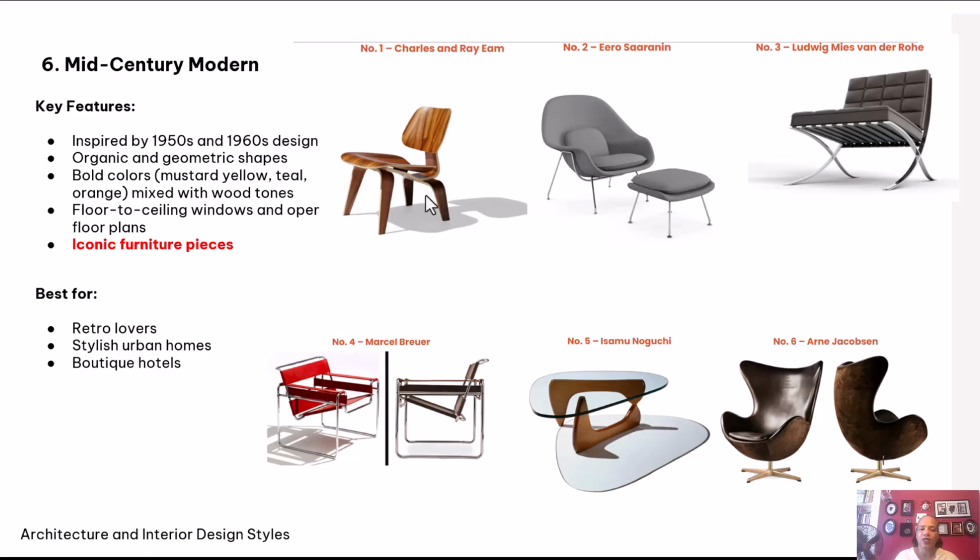So we have the Ray and Charles Eames chair. This is the Womb chair by Saarinen. Mies van der Rohe. This is the Womb chair, I believe. Noguchi table. So if you have done history of interior design in our program yet, you'll get to learn about all these chairs and how they evolved in the mid-century modern movement.